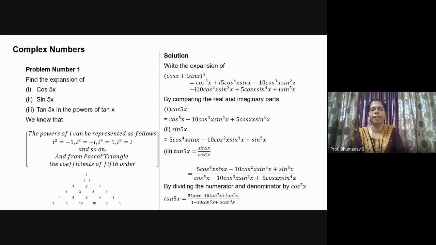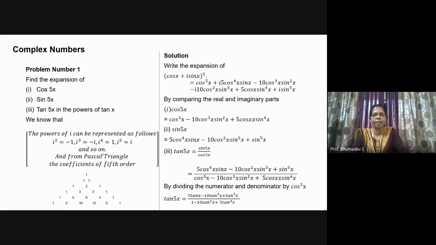Comparing the real terms on both sides, cos 5x can be written as cos to the power of 5 x minus 10 cos cube x sine square x plus 5 cos x sine to the power of 4 x. In the same way, for the imaginary part, sine 5x should be equal to 5 cos to the power of 4 x sine x minus 10 cos square x sine cube x plus sine to the power of 5 x. So we know the expansions for sine and cos by comparing the real and imaginary parts.